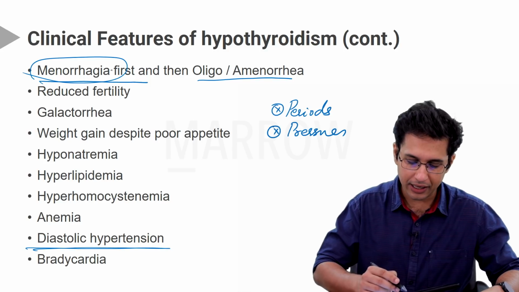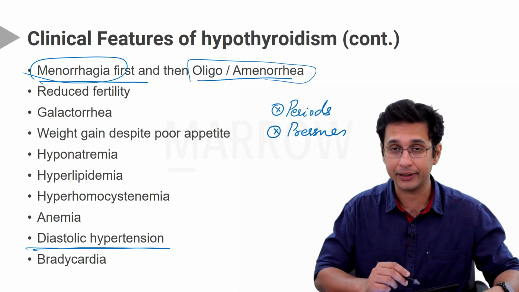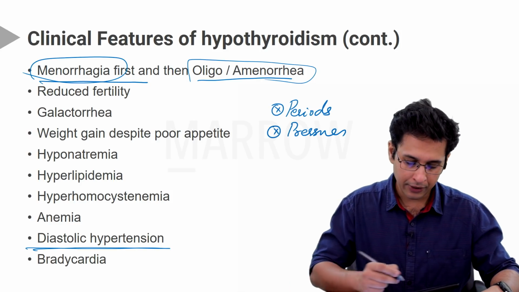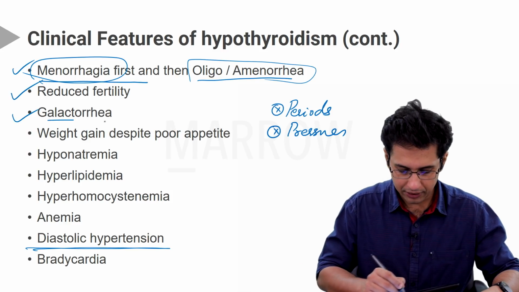Okay, but the periods can slow down. It can be hyper, then actually go into oligo and amenorrhea later. So chronic disease or maybe iron deficiency, all this causes reduced fertility. Galactorrhea. Yeah, this you need to know.